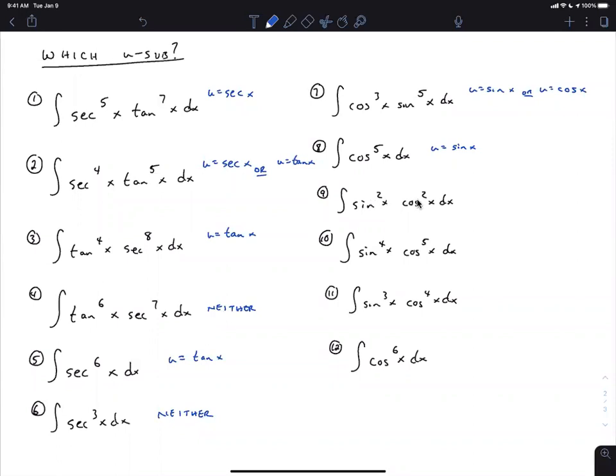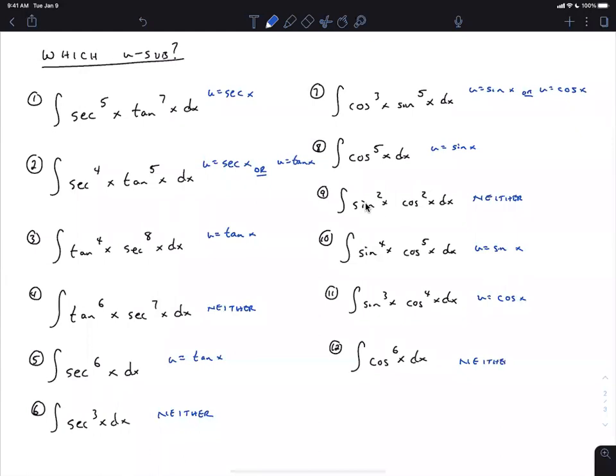And same with cosine. If u is cosine, du is negative sine. We'd leave 1 sine and 2 cosines. If u is cosine, we care that there's 1 sine. That's bad because it's odd. So neither one works well here. On this one, it's u equals sine. On this one, it's u equals cosine. And on this one, it's neither.